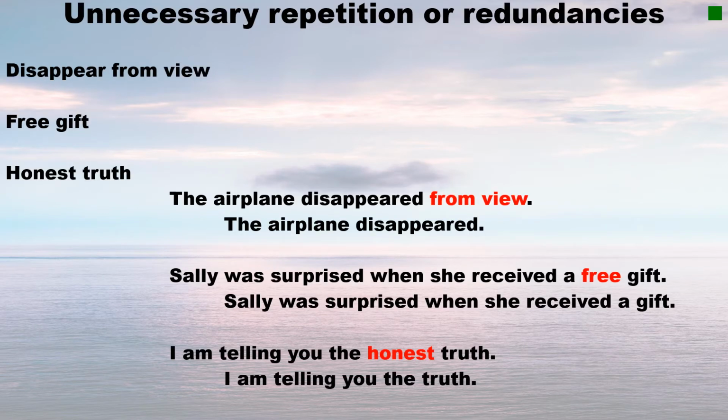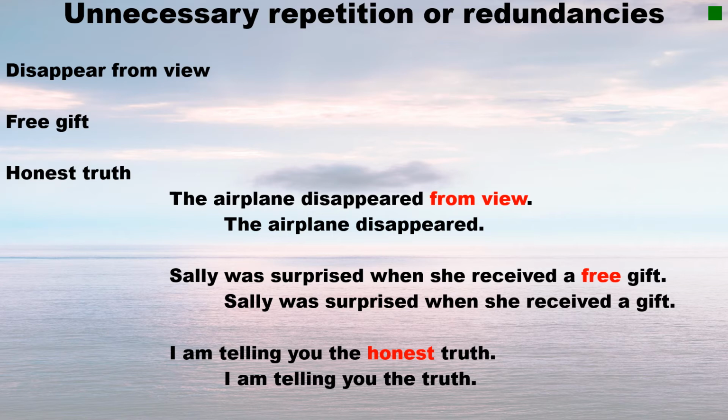Here we have a few examples of unnecessary repetition or redundancies. So we have disappear from view, free gift, and honest truth. The airplane disappeared from view. Well, we don't need from view. The airplane disappeared. Disappeared, that's exactly what it means. We already know what it means. We don't need those extra words.